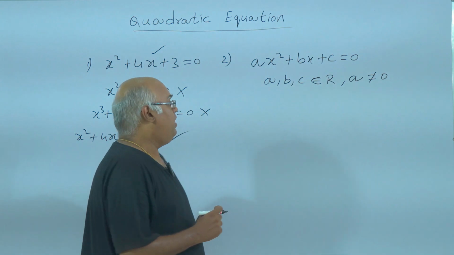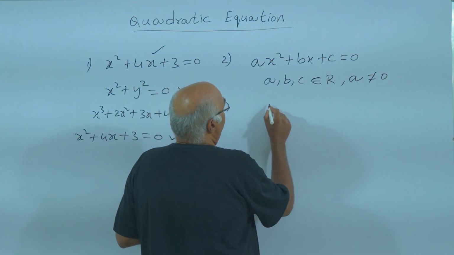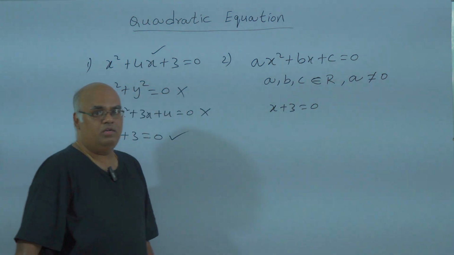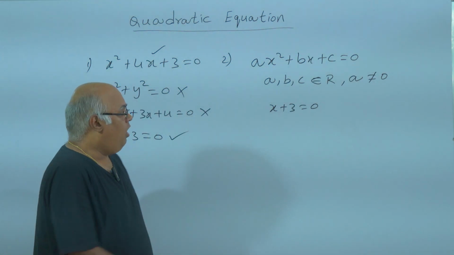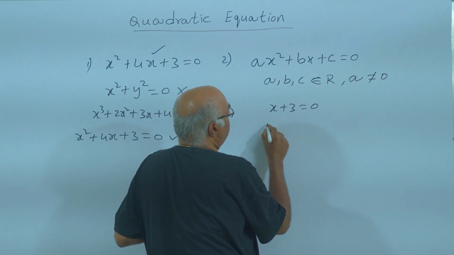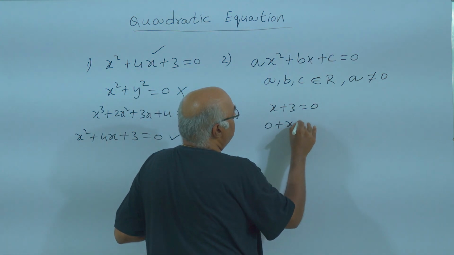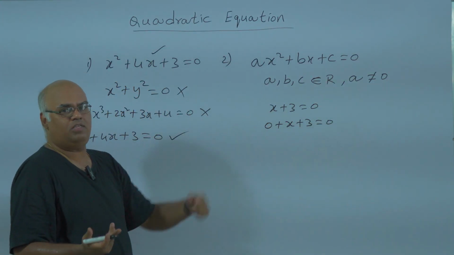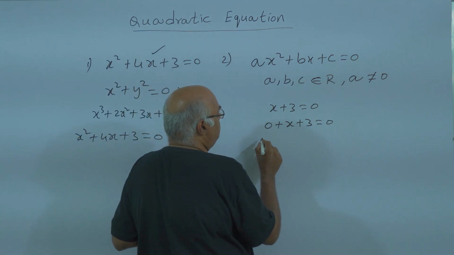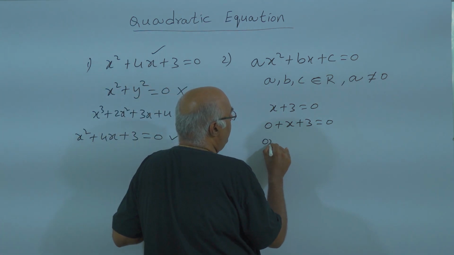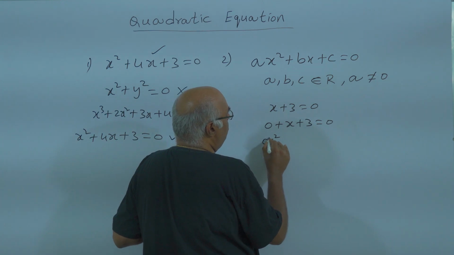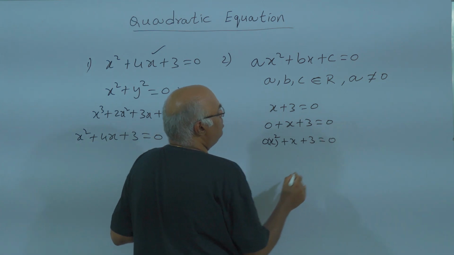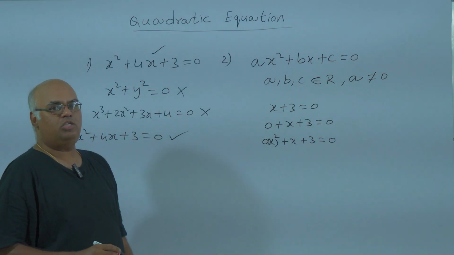Now let us see one example. For example, x plus 3 is equal to 0. This is an equation, but this is not a quadratic equation. Now I'll write this x plus 3 is equal to 0 as 0 plus x plus 3 is equal to 0. So 0 plus x plus 3 is nothing but x plus 3 only. I will write this 0 as 0 into x square. So 0 into x square plus x plus 3 is equal to 0. 0 into x square is nothing but 0.